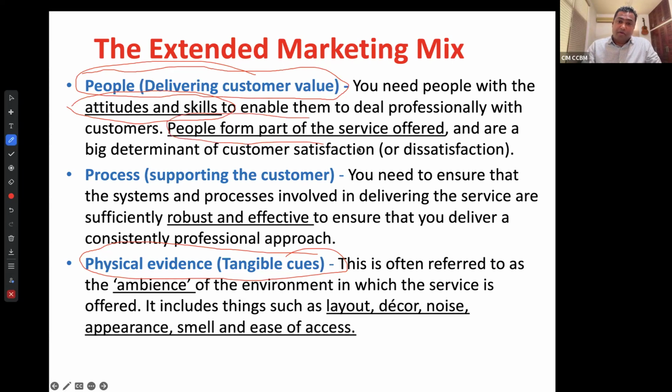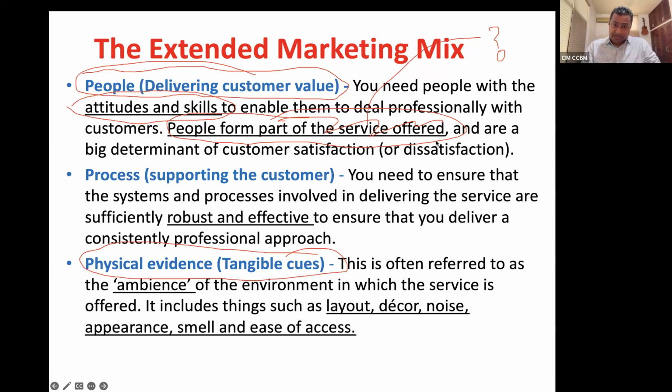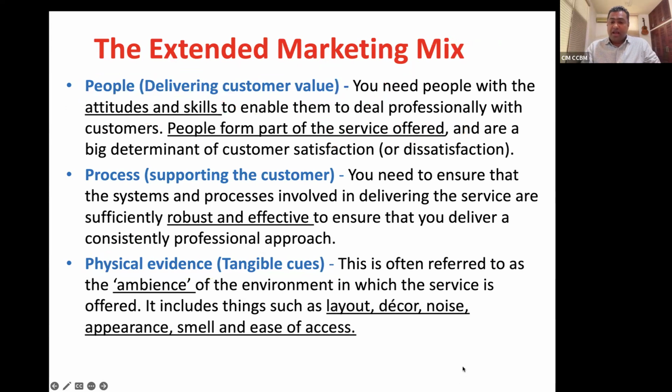People are part of the product in services. Remember, if you are selling a haircut, it's a service. It's an intangible service. And the person cutting your hair is part of that service or not? Definitely. That person forms the product or the service. So you can't separate the person from the service. So you have to train your staff to have positive attitudes, be motivated, and have a high level of service, high level of skill and competency in delivering customer value.